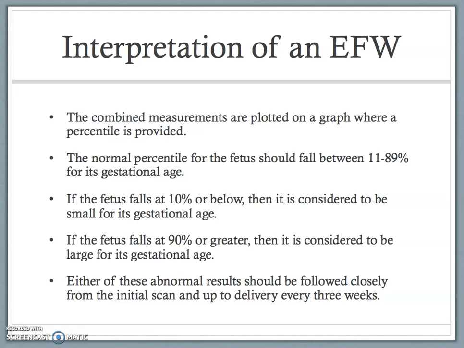The combined measurements are plotted on a graph where a percentile is provided. The normal percentile for the fetus should fall between 11 to 89% for its gestational age. If the fetus falls at 10% or below, then it is considered small for its gestational age. If the fetus falls at 90% or greater, then it is considered to be large for its gestational age. Either of these abnormal results should be followed closely from the initial scan and up to delivery every 3 weeks.